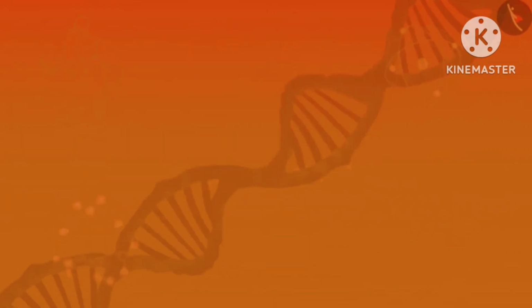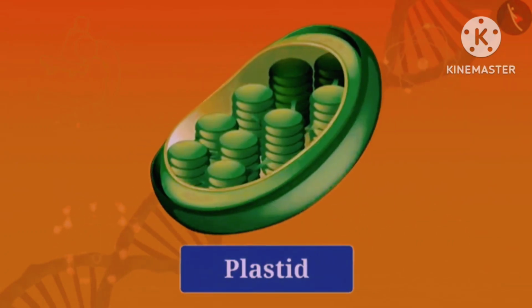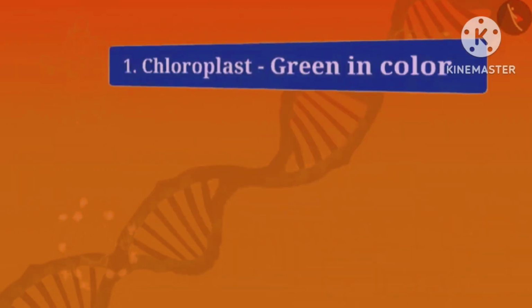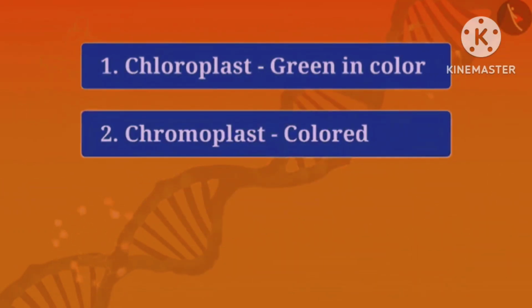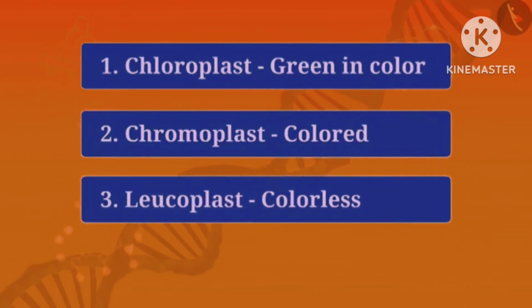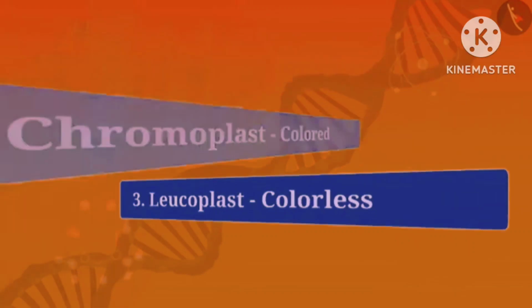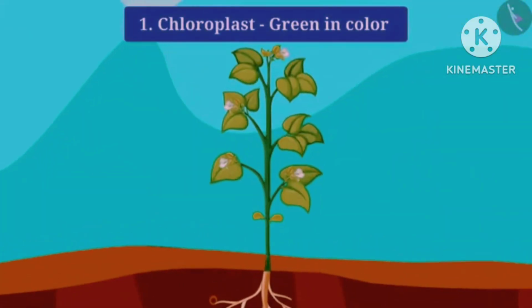Now, we will know about plastid, the next cell organelle. Do you know, guys, plastid is present only in the plant cells? There are three types of plastid: chloroplast, chromoplast and leucoplast. Chloroplast is green in color, chromoplast is colored and leucoplast is colorless. Let's know about them. First is chloroplast.